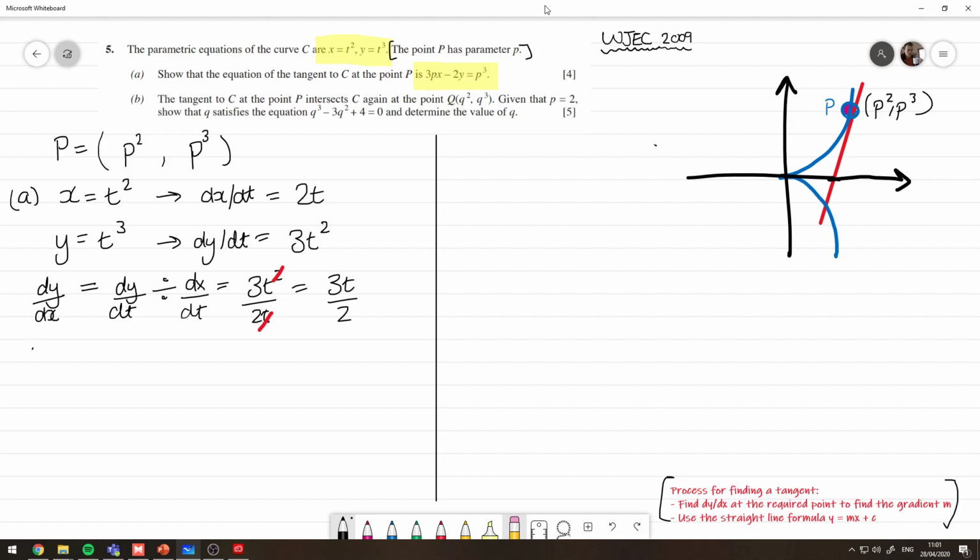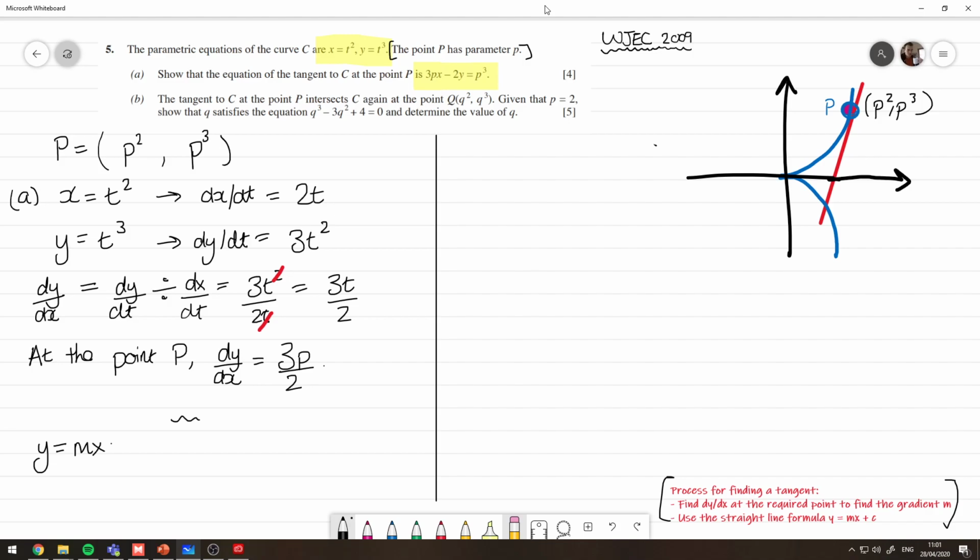And because I want the gradient at the point P, again, I'm going to do some seemingly useless substitution. I'm just going to replace the t in this expression with a p. So I have my gradient at a specific point on the curve.